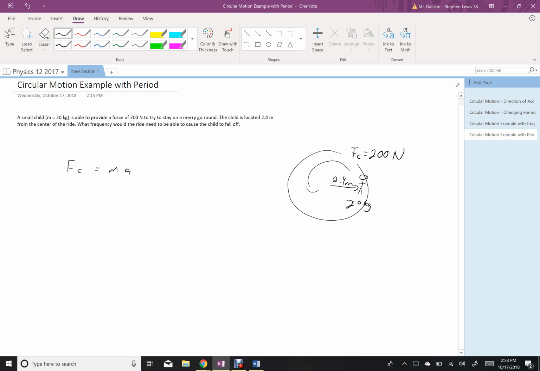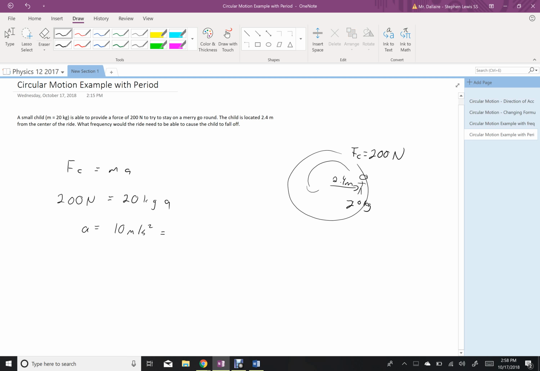Okay, so I'm gonna take my centripetal force, my mass, and my acceleration, and I'm gonna come up with what acceleration this child is able to provide for themselves. So I said that they could provide a 200 Newton force. They weigh 20 kilograms, so my acceleration is 10 meters per second squared. And I want to know what frequency is going to cause them to fall off.